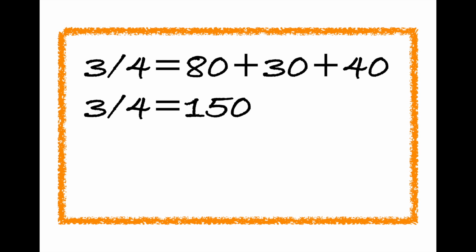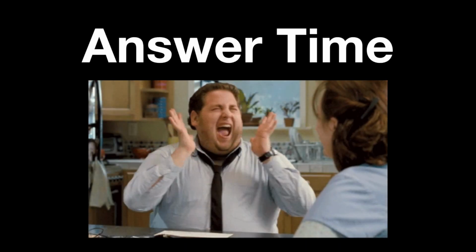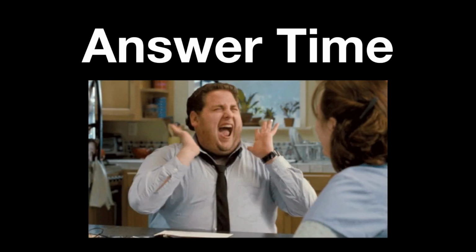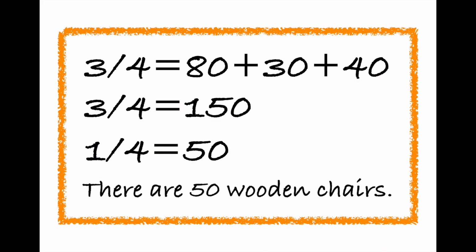Now that we know what 3/4 is, let's try to find 1/4. To find 1/4, we need to divide both sides by 3. 150 divided by 3 is 50. There are 50 wooden chairs.